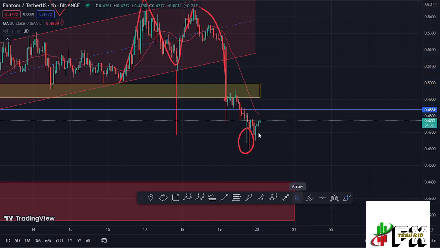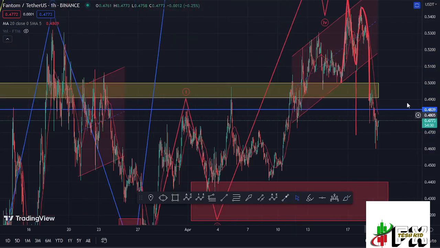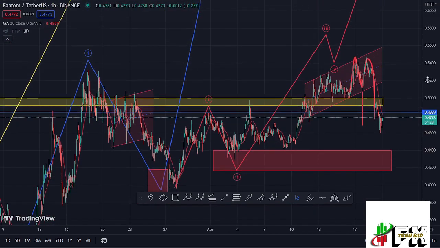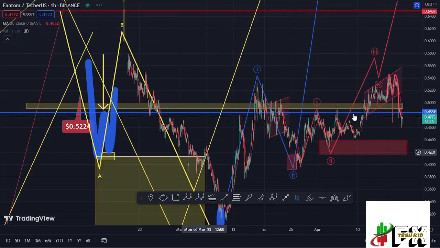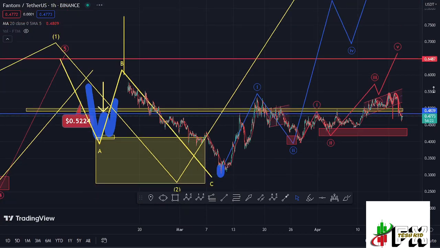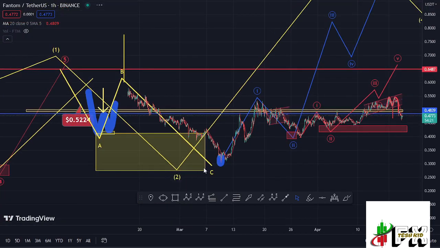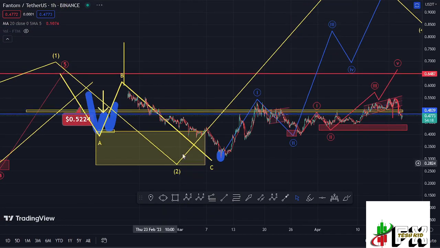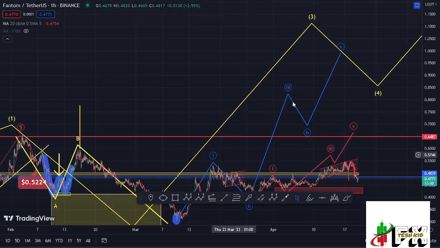So that is what we can expect on the short-term scenarios, and I'm also giving you the long-term outlook here on the Fantom chart, basing it on this Elliott wave structure that I have right here in yellow, where you can see that we bottomed out in the formation of this wave 2 within this yellow target area down here. And having seen the formation of this wave 2, what we expected next was the start of an impulsive wave to the upside in the formation of this wave 3.